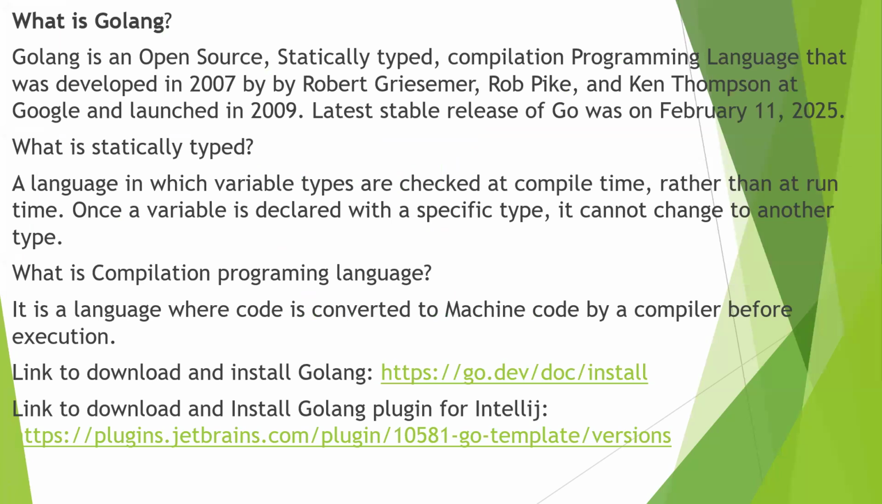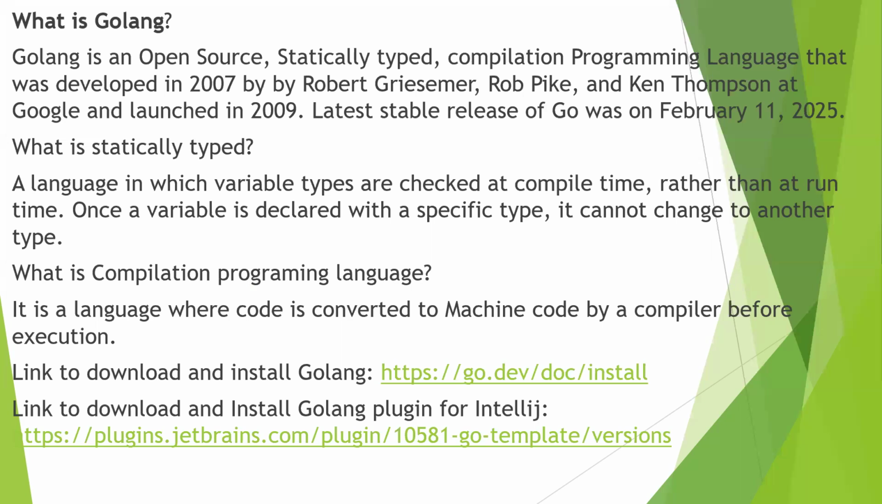So Golang is an open source statically typed compilation programming language that was developed in 2007 at Google, and it was launched in 2009. The latest stable version of Golang was released on February 11th, 2025 by the time this video was recorded. So to go deeper into the Golang details, first of all, let us try to understand what is statically typed.